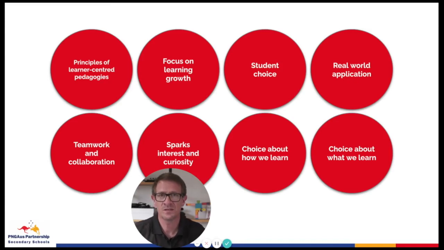This diagram represents some of those key learner-centered pedagogies and the principles to do with them. We talked about student choice. We talked about real-world application, a focus on learning growth. We talked about teamwork and collaboration. When we center learning on the learner, not the teacher, we are sparking their interest and curiosity. We're thinking about what our students really enjoy thinking and talking and learning about, and maybe we design around that. We also give them lots and lots of choice, so they're choosing how and what they will learn.